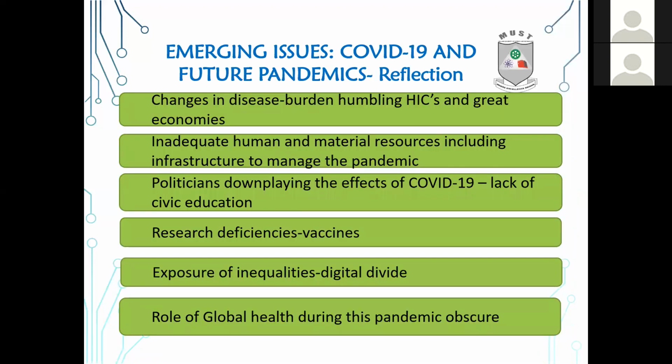Emerging issues due to the COVID-19 pandemic allow for reflection in decolonizing global health. This includes changes in disease burden humbling high-income countries with great economies, inadequate human and material resources, including infrastructure to manage the pandemic in low and middle income countries and in high income countries alike, politicians downplaying the effects of COVID-19, which causes a lack of civic education. Next is research deficiencies such as vaccines, an exposure of inequities, and a digital divide. Finally, the role of global health during this pandemic has been obscure.